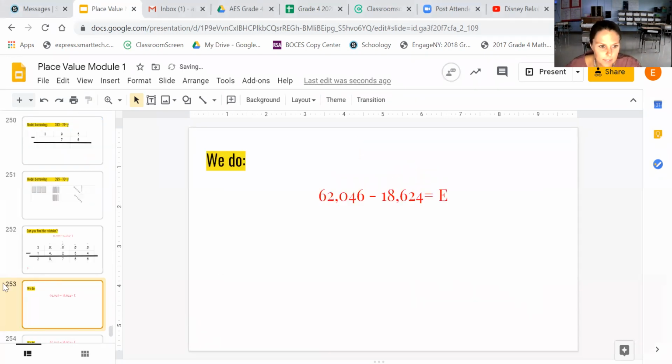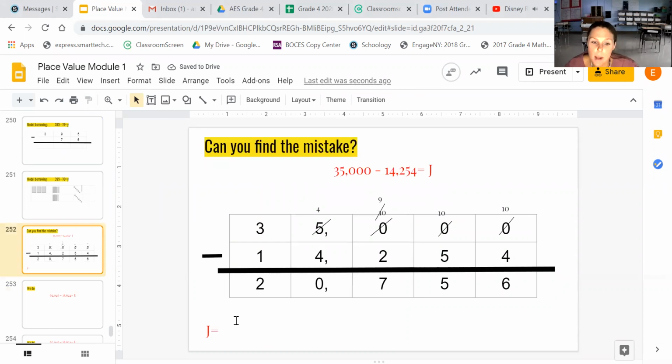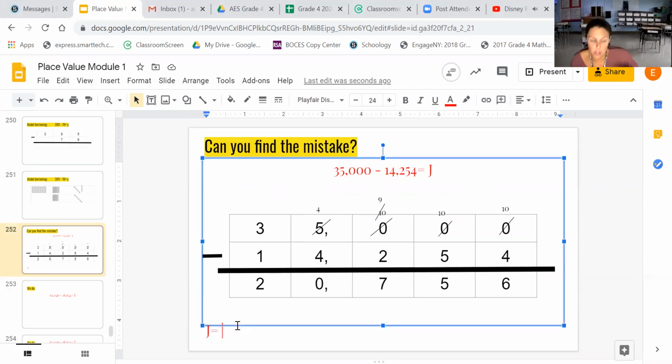If you look here, we have a problem for j. We're trying to solve the value of j. And someone already started it and they got a difference of 20,756. What I'd like you to do is pause your video and simply solve 35,000 minus 14,258. So if you could solve that for me, and then let's go over it. So pause your video.